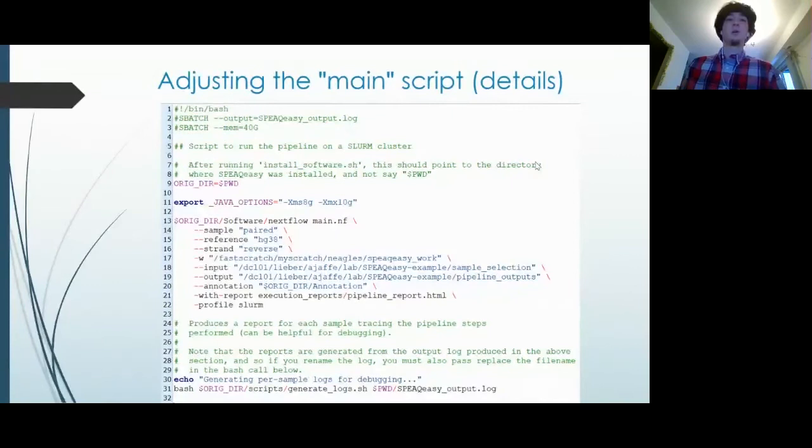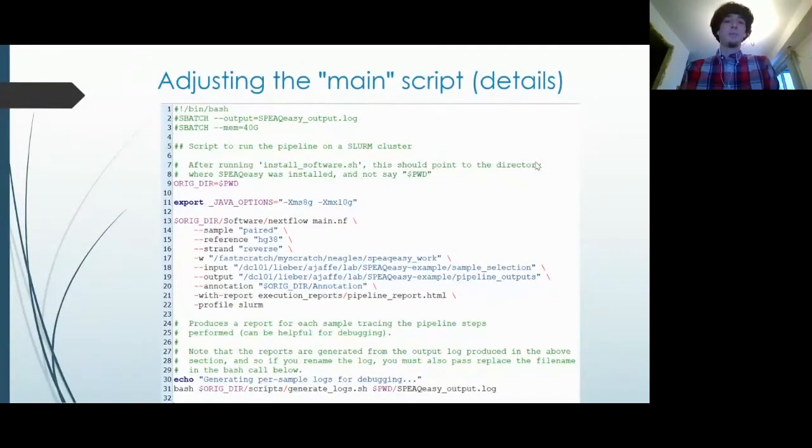An optional argument here is the with report. That's something provided by Nextflow, and it might interest you. It's a more visual HTML document of, when the pipeline completes, how much memory was used for each process, which things succeeded. Hopefully everything should succeed. And just other details like that might interest you.